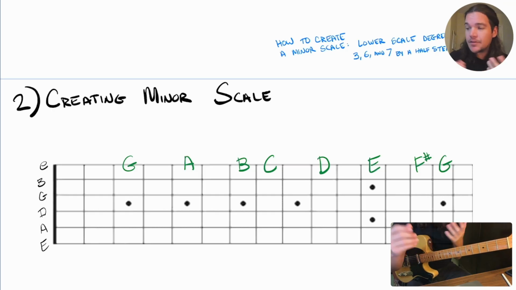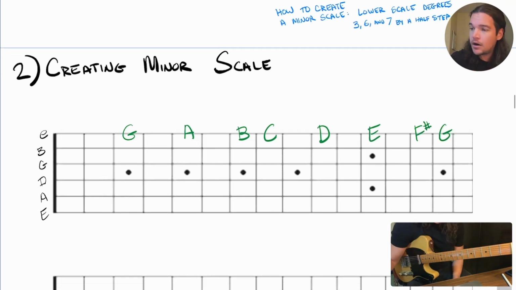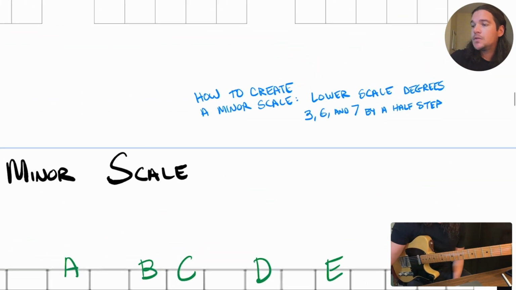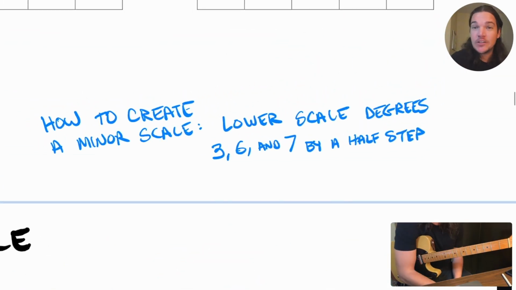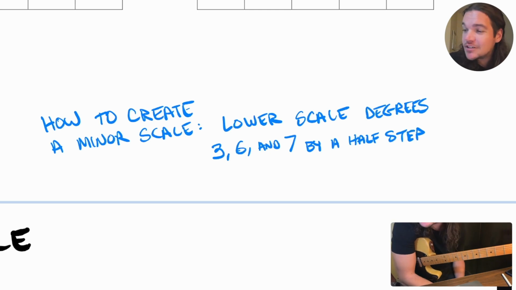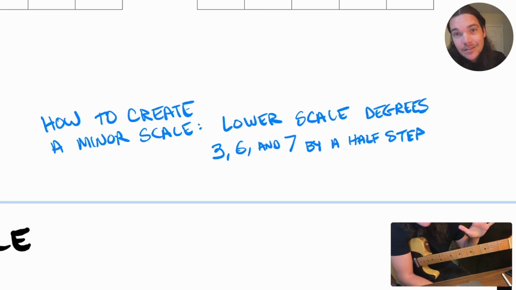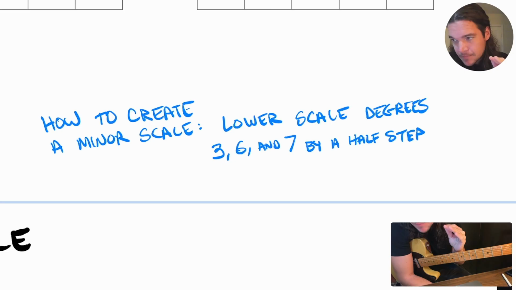You'll see that the notes in green are the notes of the major scale that we had before, right? So let's change this into a minor scale. How the heck do we do that? Well, luckily we have this nice little note here. How to create a minor scale: lower the scale degrees from the major scale, the third scale degree, the sixth scale degree, and the seventh scale degree by a half step.